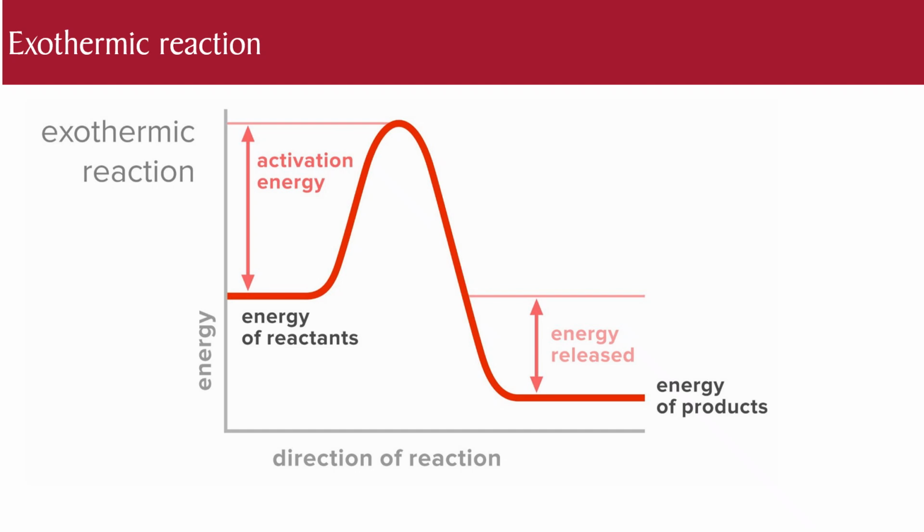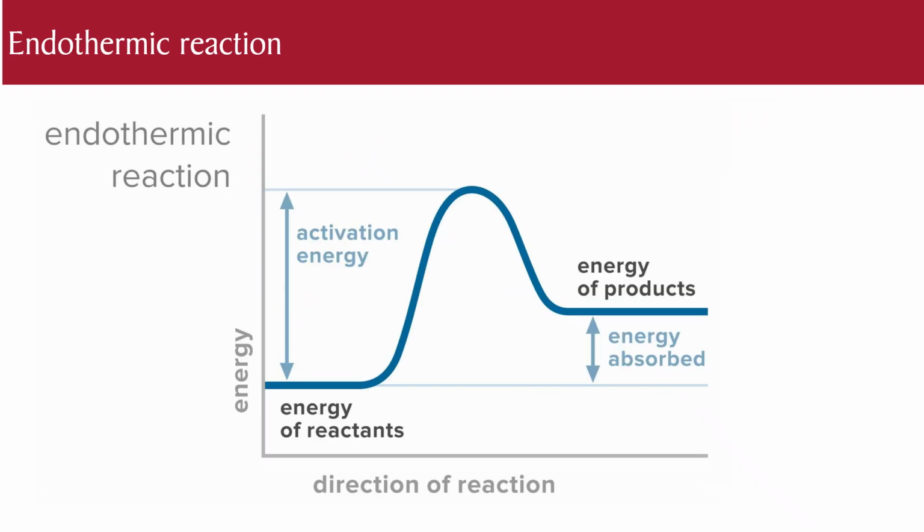Once it gets over the peak of the hump, it then decreases to the energy of the products, so that's how much energy is left. And then the other arrow, the energy released, is the amount of energy actually given out in an exothermic. So exo means give out, so that arrow at the bottom is the amount of heat energy released.